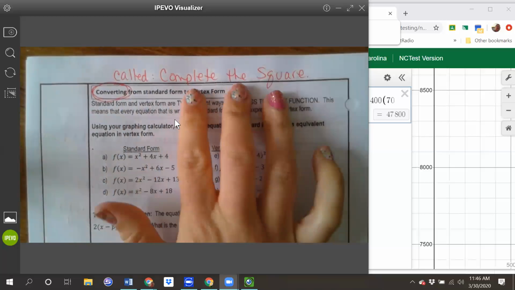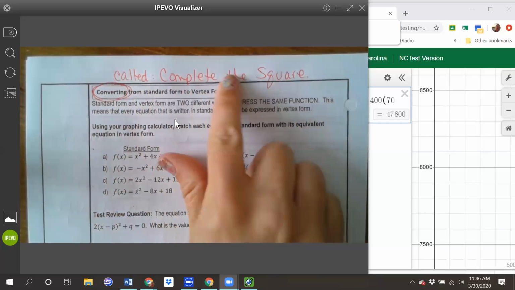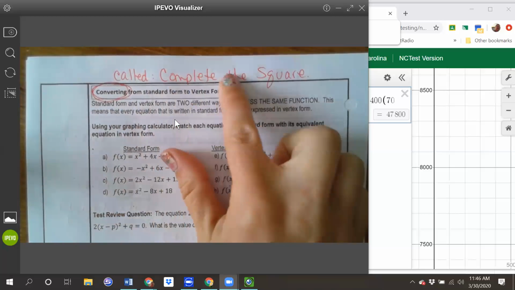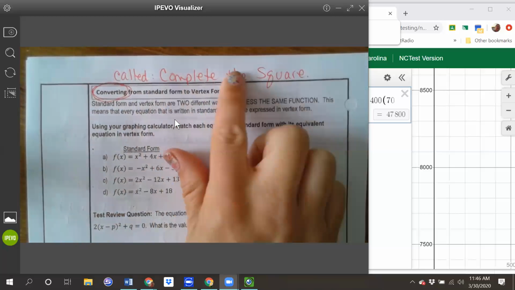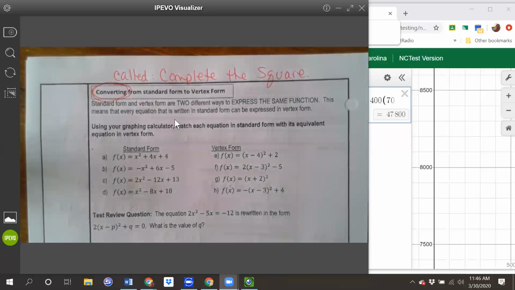Ladies and gentlemen, if this were an honors Math 2, there is an algebraic way that we can complete the square. Since this is not an honors class, I will not be doing that challenging algebraic conversion. I'm going to show you how we can use technology to accomplish the same thing.